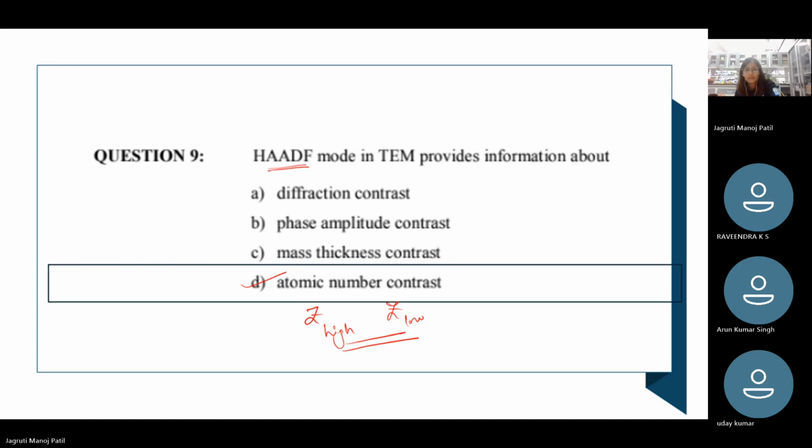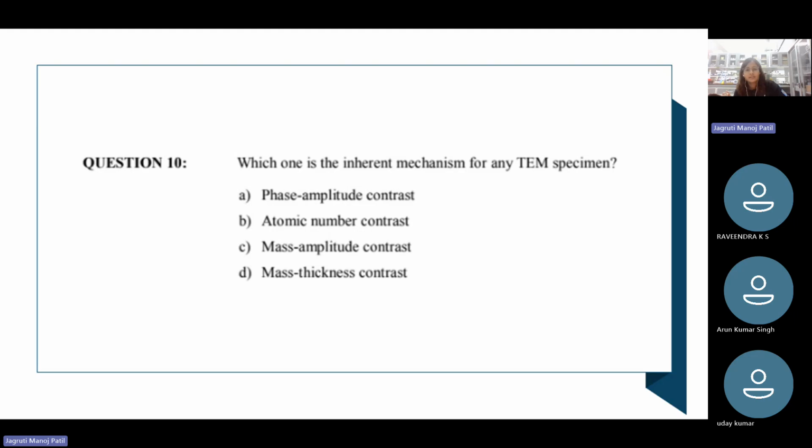Okay. The next question: which one is the inherent mechanism for any TEM specimen? The mass thickness. Exactly. We always deal with thinner samples when doing TEM, and we want them to be transparent enough also. So the inherent mechanism is dependent on mass thickness contrast.